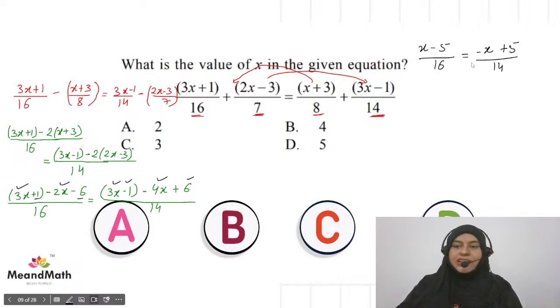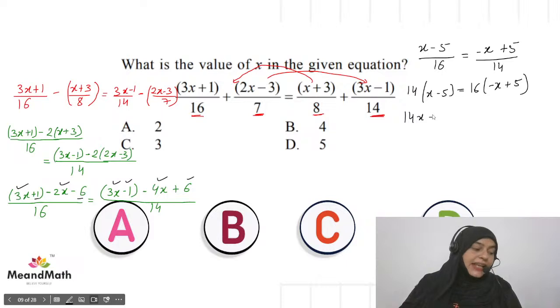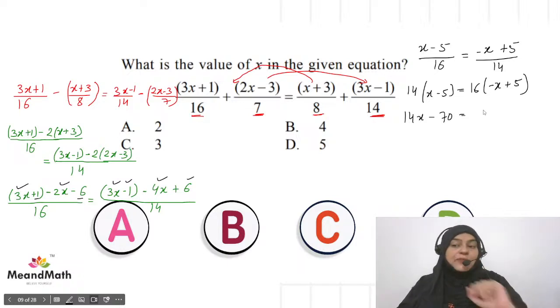Now, what do we need to use here? Cross multiplication. 14 will be multiplied with (x minus 5) and 16 will be multiplied with (minus x plus 5). Okay? 14 times x, it will be 14x. 14 times 5, it will be 70. Right? 16 times minus x, it will be negative 16x. And 16 times 5, it will be 80.